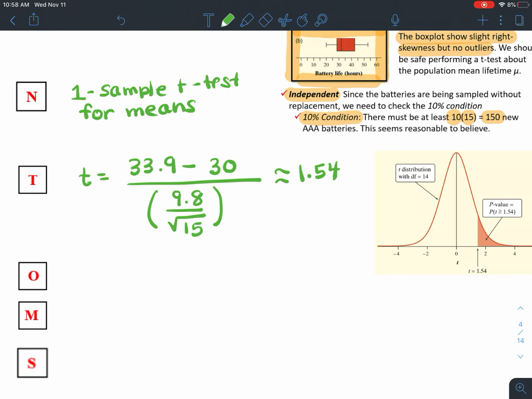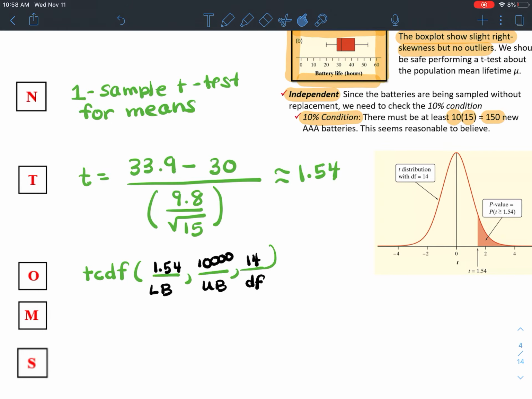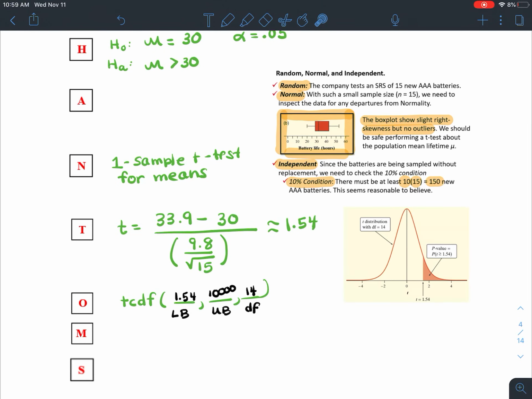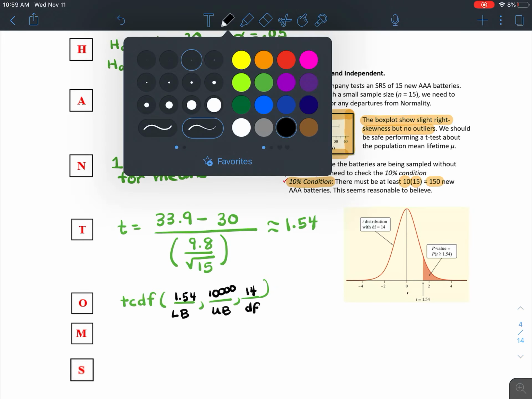Okay, now remember, this is not z-scores, it's t-scores. So if I want to get the p-value, I'm going to need to use the tcdf option on my calculator. I'm going to need to label lower bound, upper bound, degrees of freedom. Okay, those calculator inputs always need to be labeled. 1.54 would be the lower or left bound. We'll go to 10,000 for the upper, and the degrees of freedom would be 14. Okay, I'm getting that because my sample size all the way back up here was 15 batteries. Degrees of freedom is always one less than that. So me labeling this as degrees of freedom counts as me reporting what the degrees of freedom actually is here.